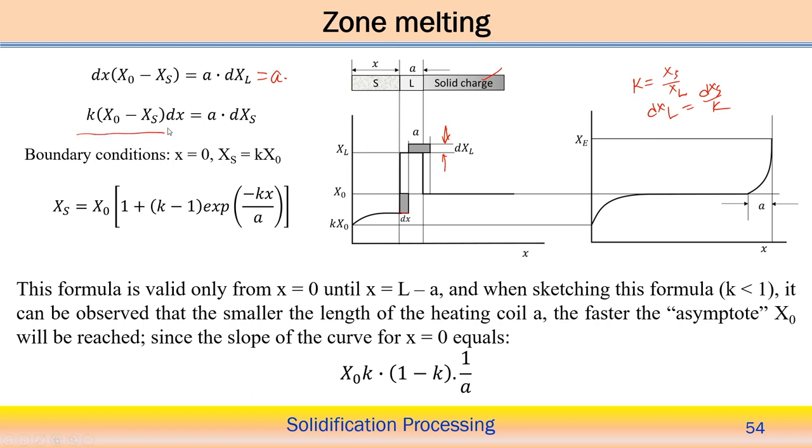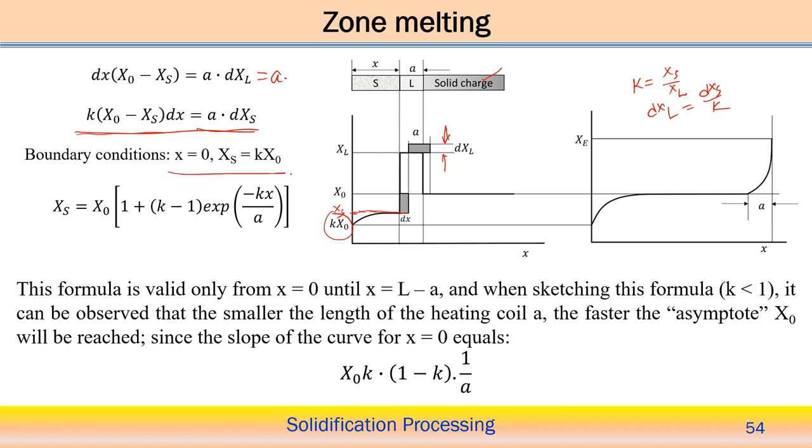So, k into (x0 minus xs) into dx equal to a into dxs. Now, here xs is basically kx0 in this particular case, because x0 is the varying quantity here, but it is starting from this point, which is xs. So, that is why (x0 minus xs) into dx equal to a into dxs. Once we do that, I can get this equation, and we put the boundary condition: at x equal to 0, xs equal to k into x0.